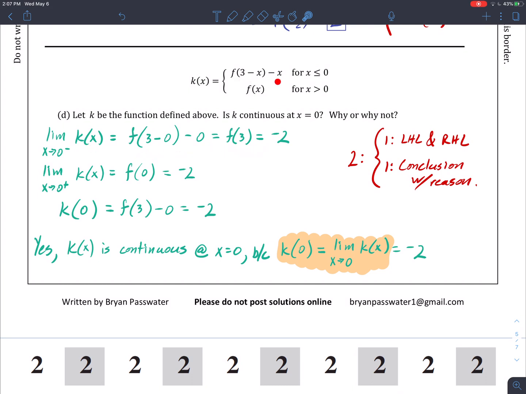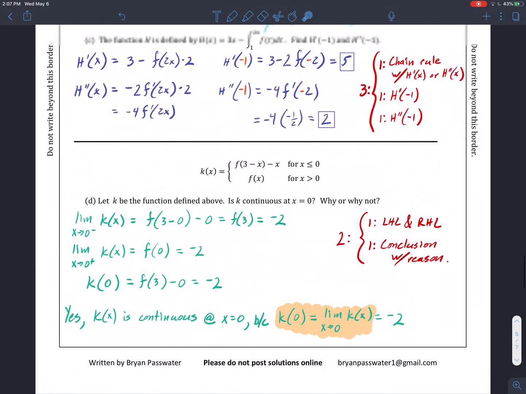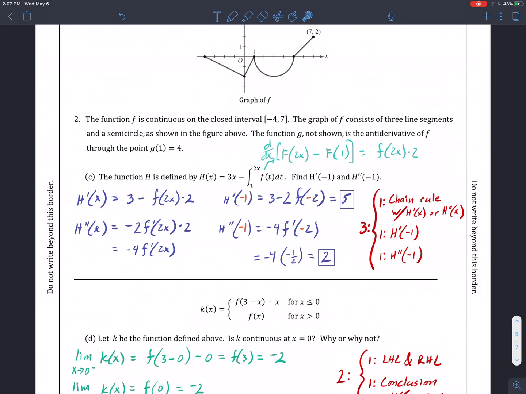That means I use this piece, and it's the limit as x approaches 0 of k, so I put 0 in, direct substitution, put 0 in for x, and really I'm just evaluating, again, that 0 goes away, and 3 minus 0 is f of 3, so I'm just evaluating f of 3. So I go back to the table, and f of 3 is -2, right?